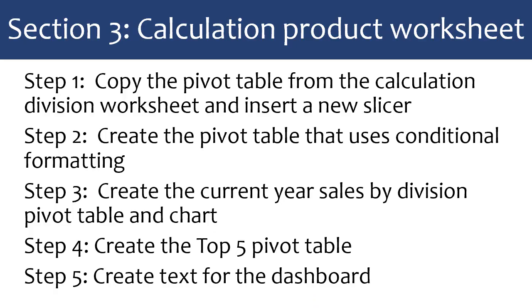This section has 5 steps. We will be working on the calculations worksheet for the products. We will be copying a few pivot tables and we'll be using conditional formatting in one of those pivot tables. One of the pivot tables we edit will be a top 5 products pivot table. Finally, we will be creating text for the dashboard.